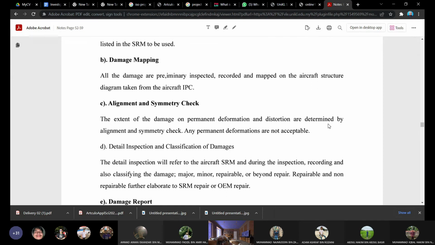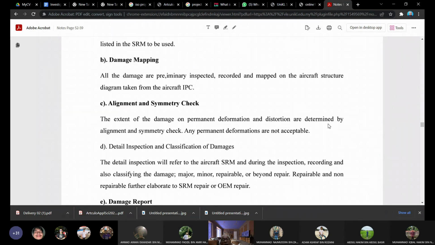That is the inspection to see generally the condition of the aircraft, whether it has been permanently distorted or the aircraft is still in the condition as it was delivered from the factory, so it's still good. So we use alignment symmetry check to determine the status of the aircraft after having that major event, and which also having badly damaged due to the event.